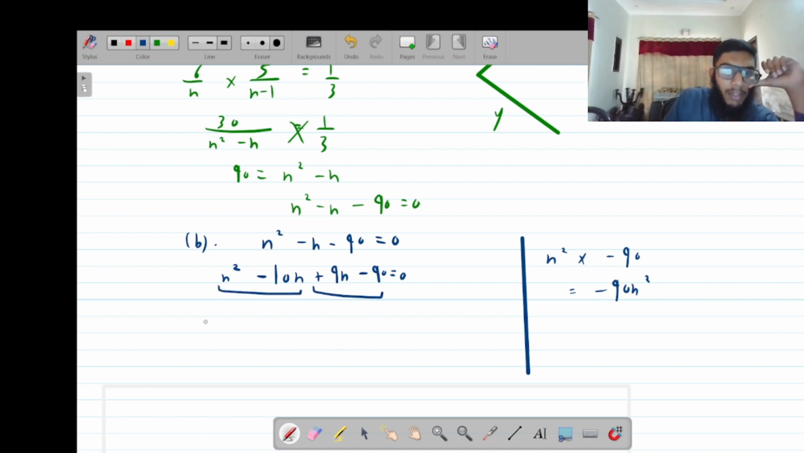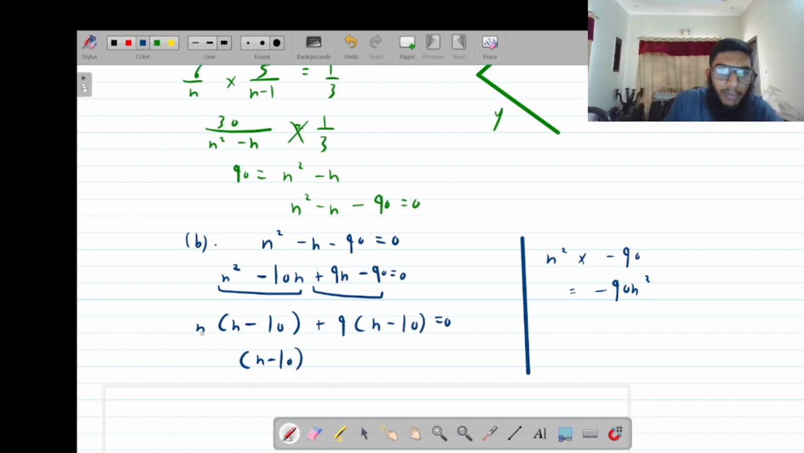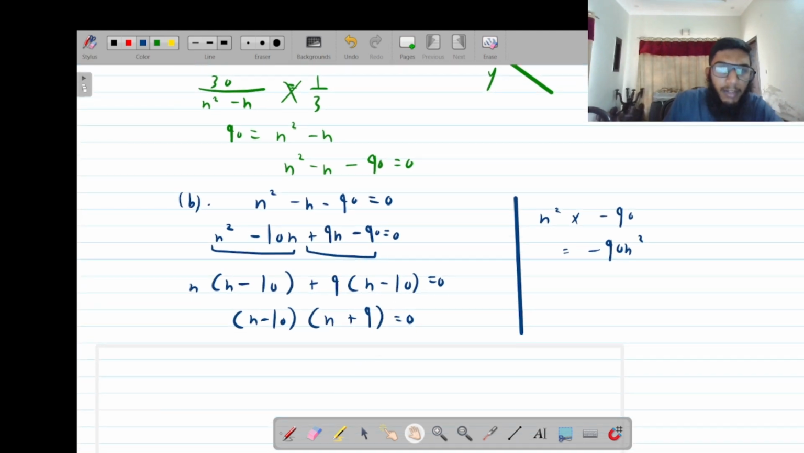Now you take common. So you can take n common from here. You're going to be left with n minus 10. And then from here, you're going to take 9 common. And you're going to be left with n minus 10 as well. You can write these two brackets as 1. And then write the remaining part, n plus 9, over here. And then you're going to have two values of n: n equals 10 and n equals minus 9.